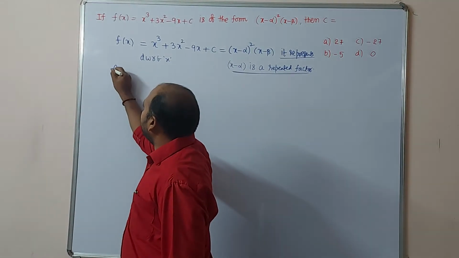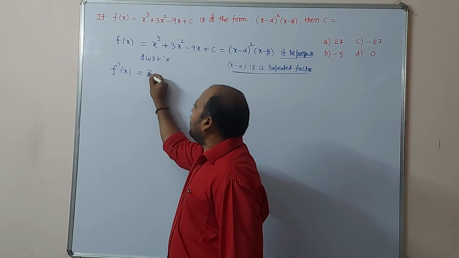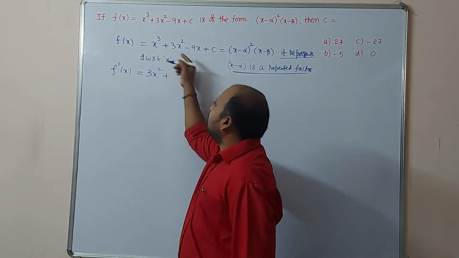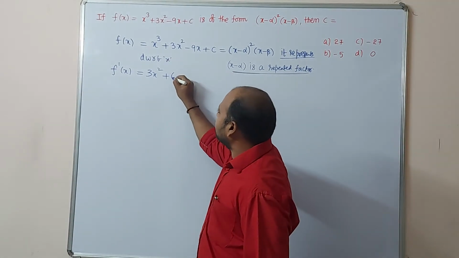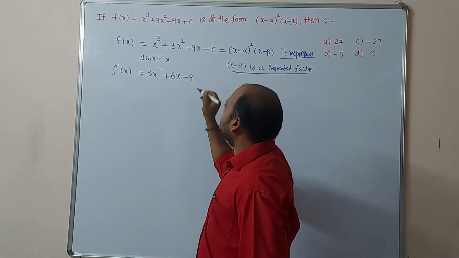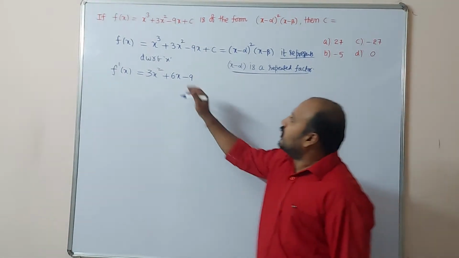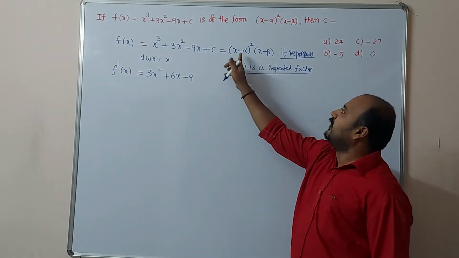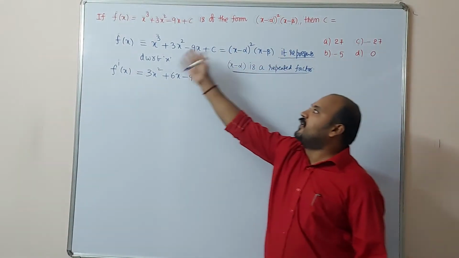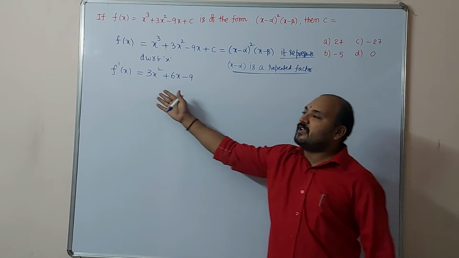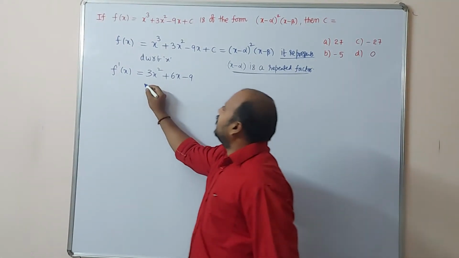f of x derivative is f dash of x. d by dx of x cube is 3x square. d by dx of 3x square: x square derivative is 2x, into 3, 6x. Minus 9x derivative is minus 9, constant derivative 0. f of x is having a double root and plus 1, so total 3 roots are there. If we differentiate, f dash of x is having 2 roots.